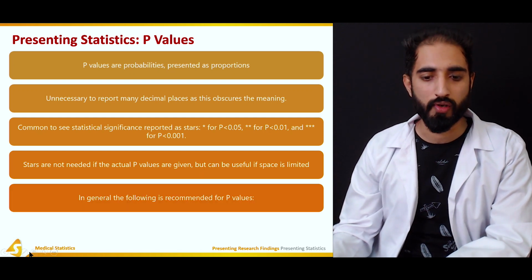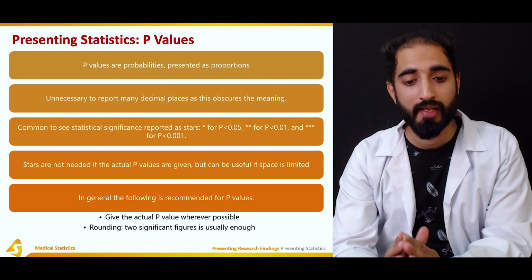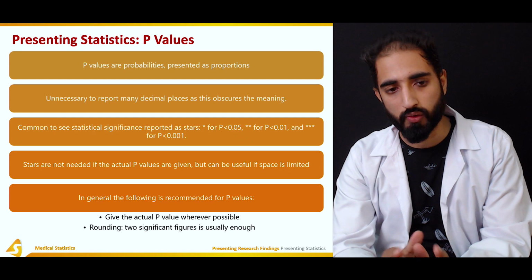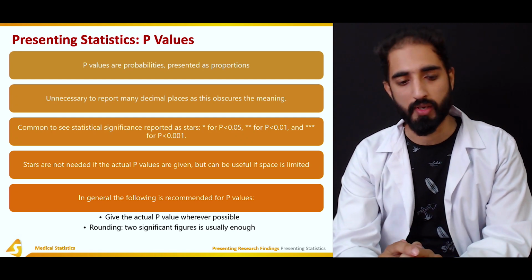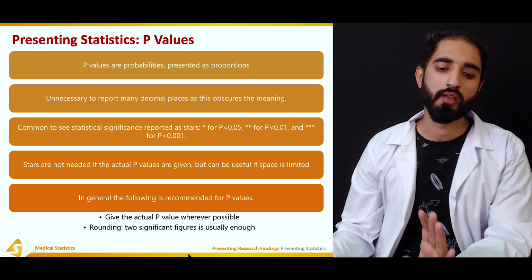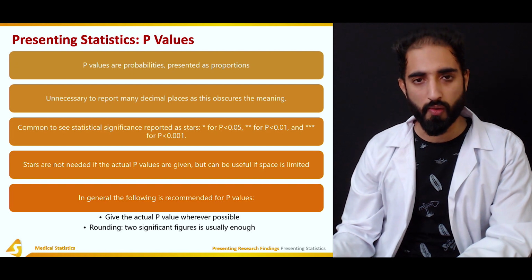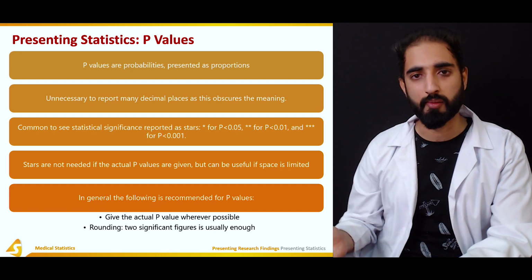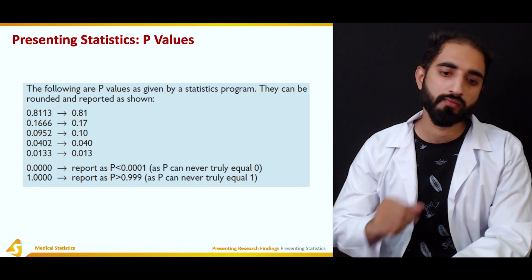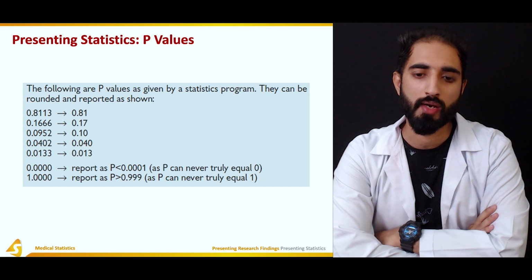So in general, the following is recommended for p-values. Give the actual p-value wherever possible, and if not, then you can go for either of the 3 ways which is most suitable to your manuscript. And for rounding, 2 significant figures is usually enough, but you can go on to 3 significant figures or 2 decimal places, however you feel better. But it is important that you should keep that theme throughout the manuscript. So here's a practical example. The following are p-values as given by a statistics program.